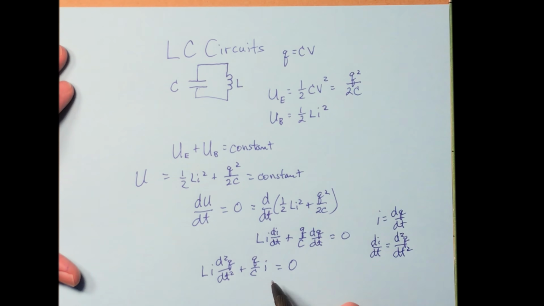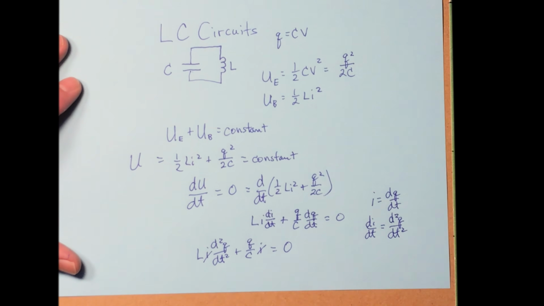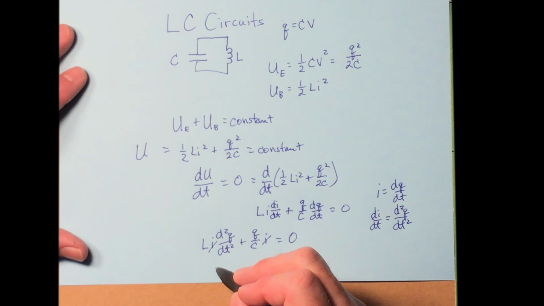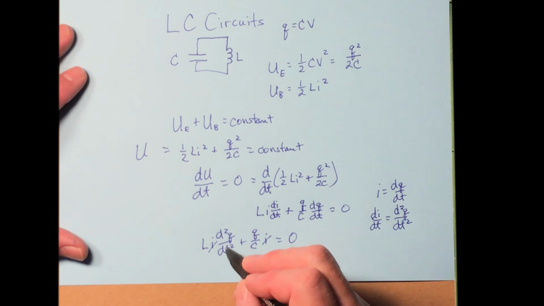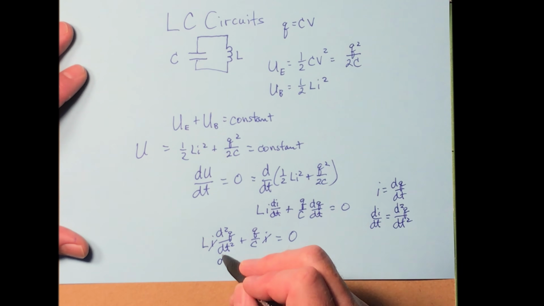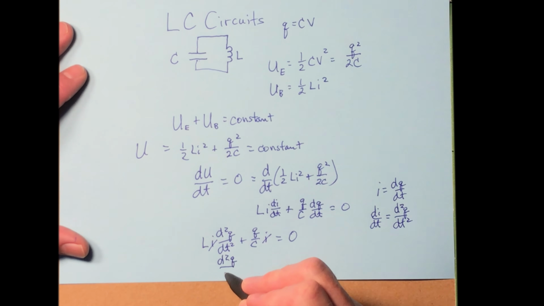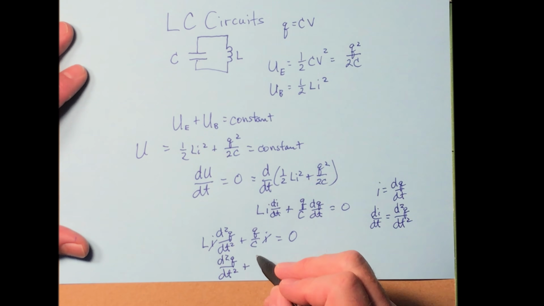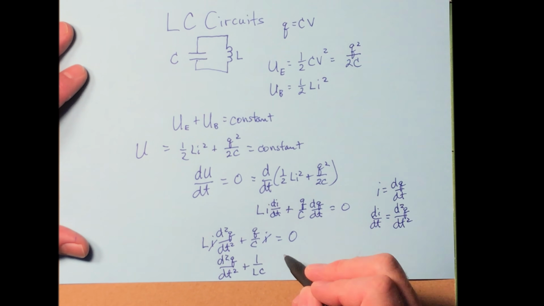All right, now we can divide both sides by I here. As long as I is not 0, that's legal, and those I's will go away. And we have a differential equation that looks like this. Let's write it in its general form: d squared q/dt squared plus 1 over LC times q equals 0.